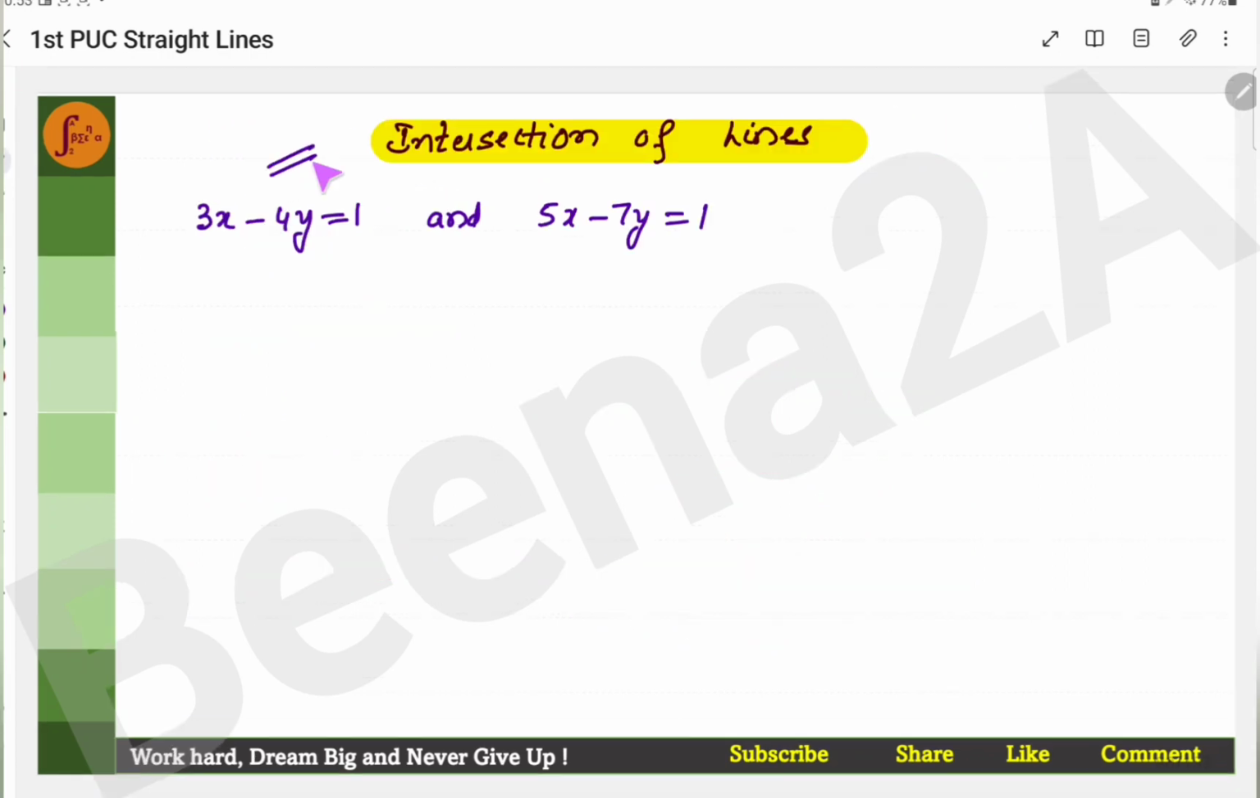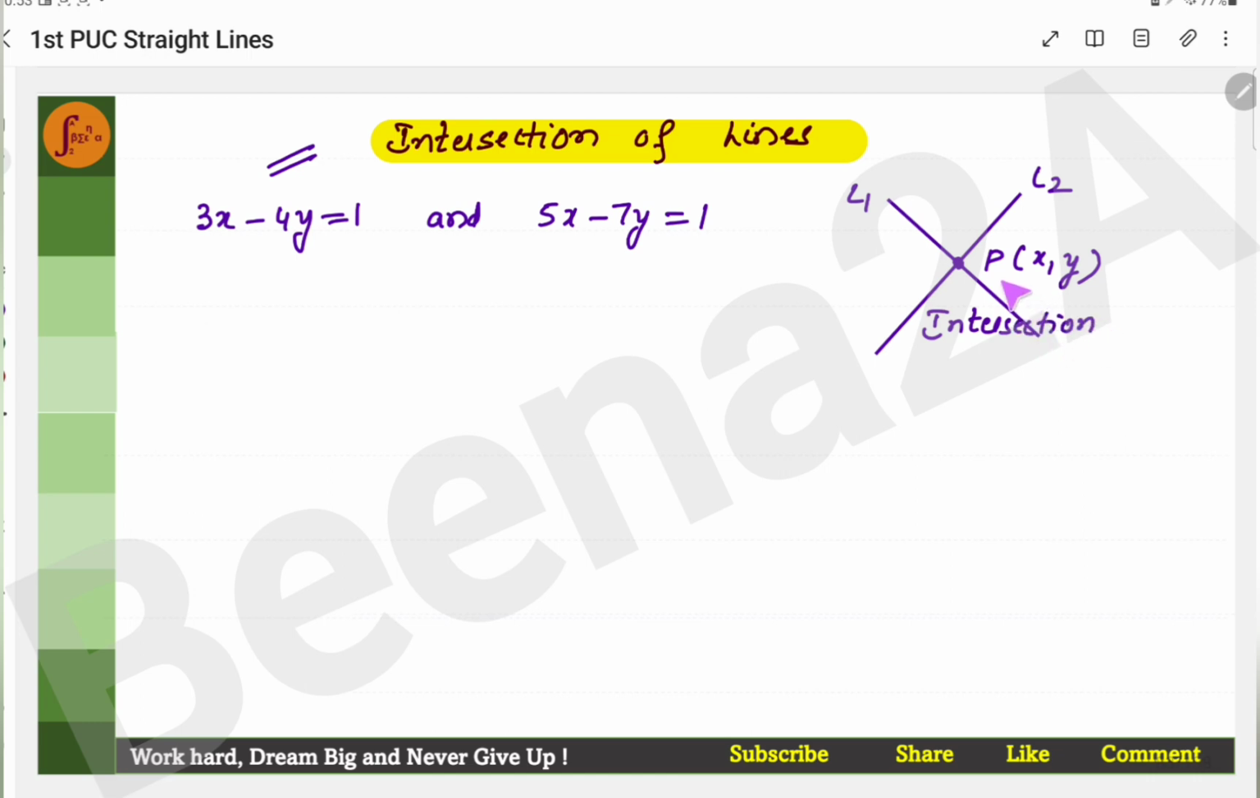Now we look at the next topic, intersection of lines. So say you have two lines like this. Say this is line L1, this is line L2. Now if they intersect, that means they meet at one point. Both the lines meet at one point. Let's call this P, and let's call the coordinates x comma y. This point is called the intersection point.